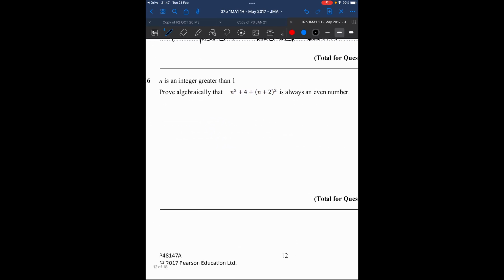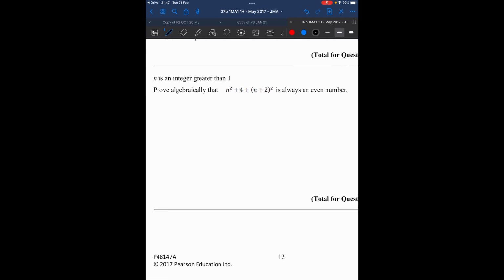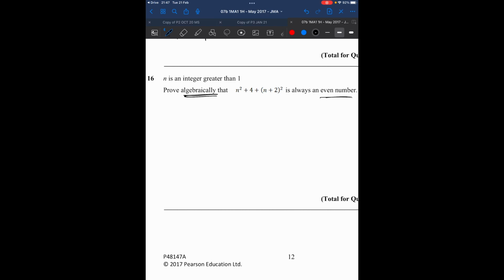All right, let's have a look at this one then. So, n is an integer greater than 1. Prove algebraically that this is always an even number. Okay, how to get started? So a couple of things to remind you. An even number in the world of algebra is something that is written in the form of 2 times something. So if you can make something fit that format, when you've got n's and stuff in here, you can pull a 2 out, that means you've got an even number.